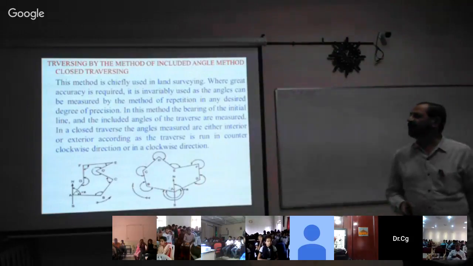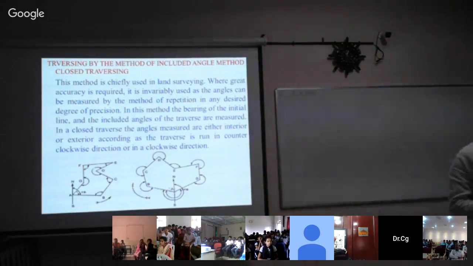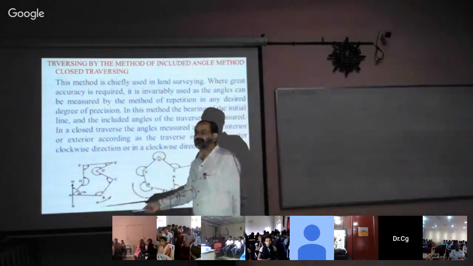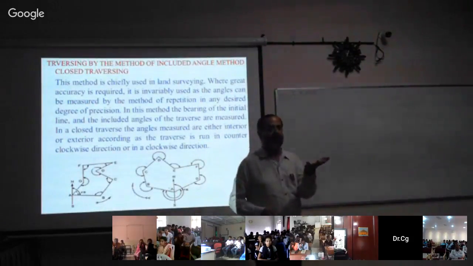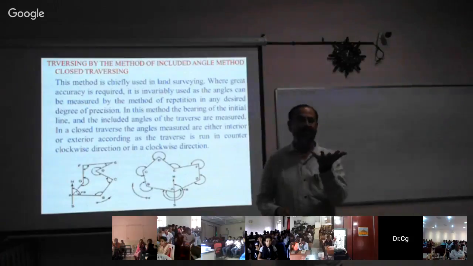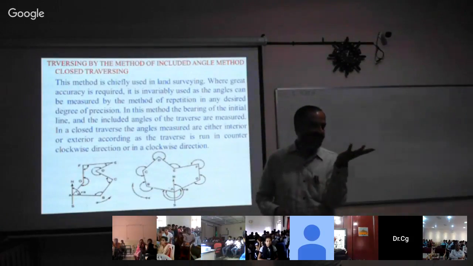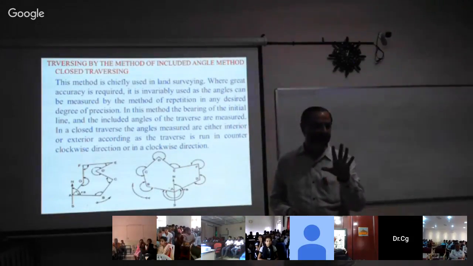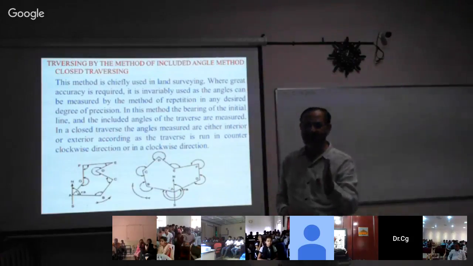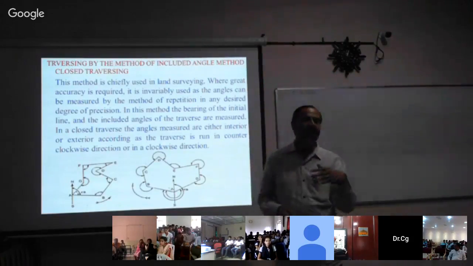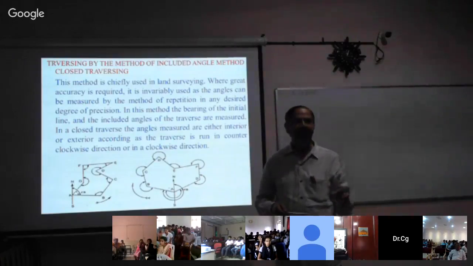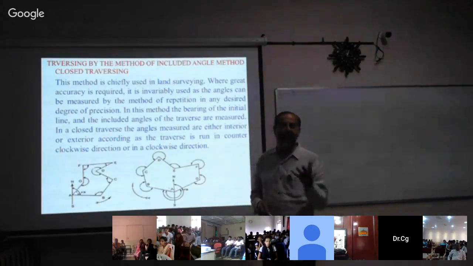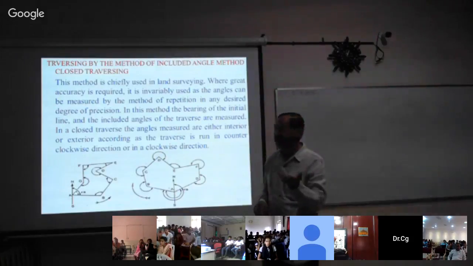And similarly, traversing by the method of included angle, but that is a closed traverse. How to run the closed traverse? This is also the same thing in a similar way. Please remember, in traversing we are mainly measuring the angles and measuring the distances. Only these two things we are doing. How we measure, and from which reference, is up to the engineer, depending upon the type of work he needs, the accuracy level and the purpose of the traversing. Everything depends on that.